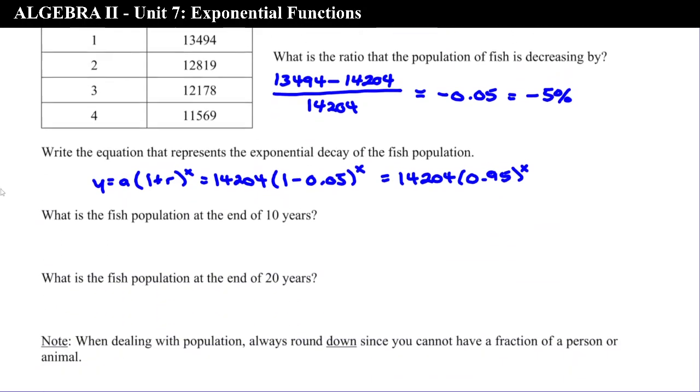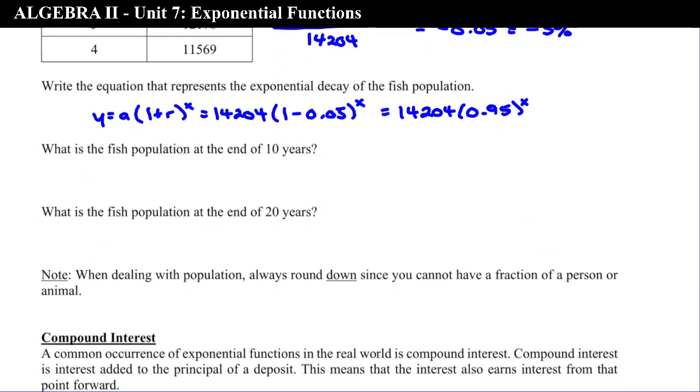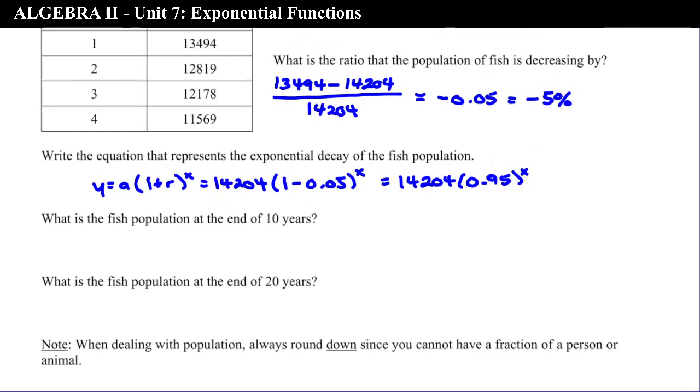So now that we have an equation that we've created to model the situation, we can find out a few things. So what is the fish population at the end of 10 years? Well, we're going to take our model and we are going to put in for x 10, just like we did before. And we would expect the number to be lower than our initial because we are dealing with decay, and indeed it is. 8504 is the population at the end of 10 years.